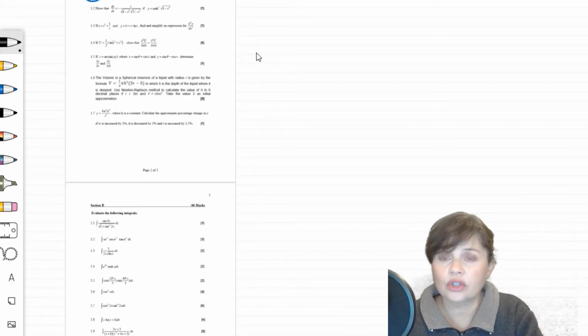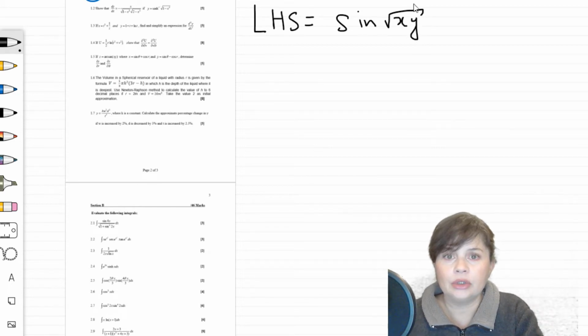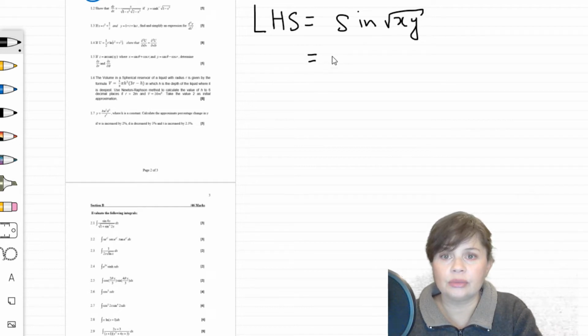Okay, so I'm going to start with the left hand side, and the left hand side is equal to sine of the square root of x times y. Because that's a square root, I'm going to change it using my exponential rules and write it like this, to the power a half. And then I'm going to take the derivative of the left hand side.